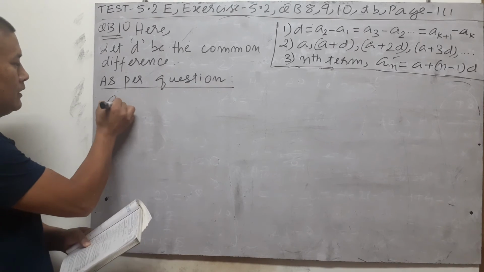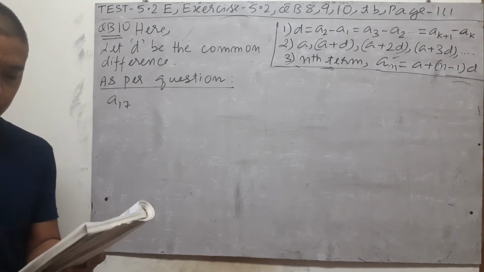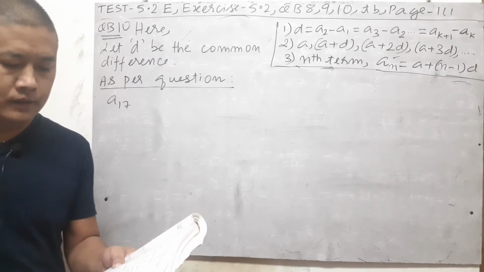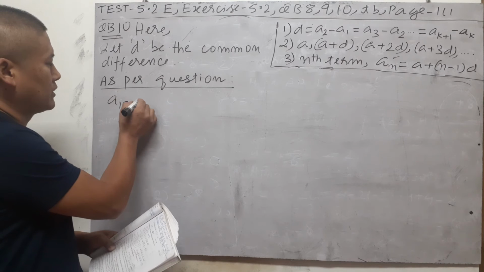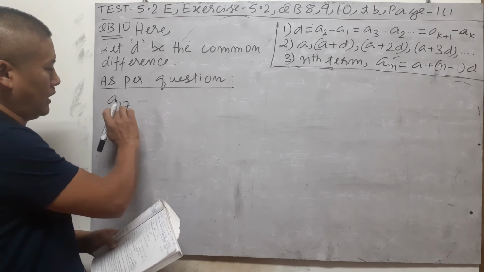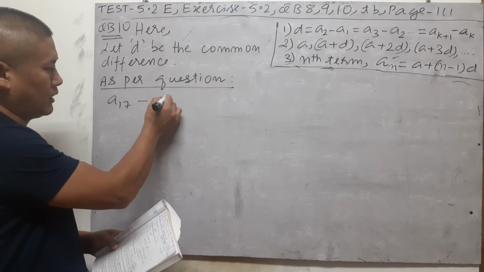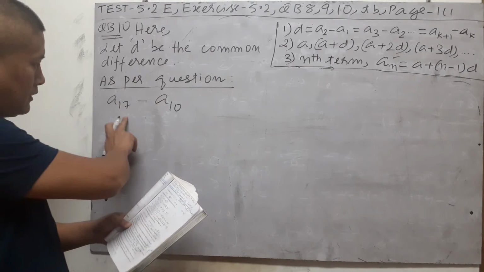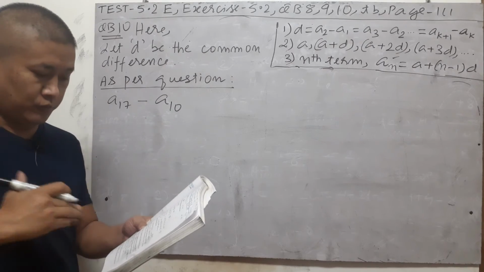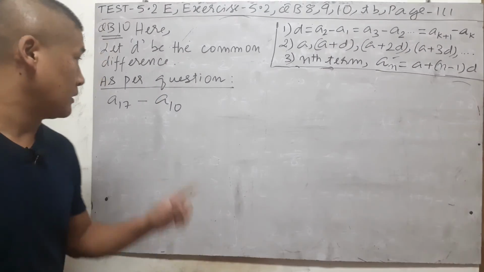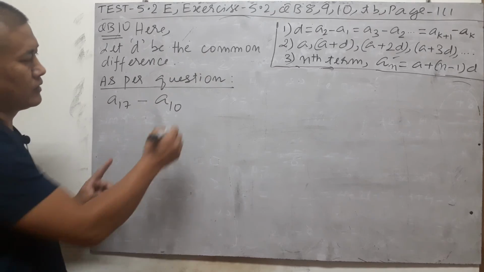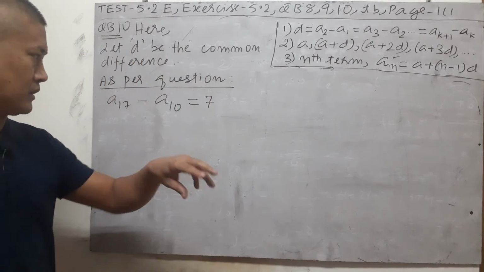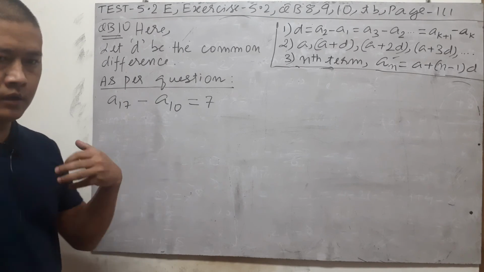17th term, A17, is the 17th term. Exceeds means the 17th term is higher in value than the 10th term, which has the lower value. So this 17th term value exceeds the 10th term value by 7 means 17th term value minus 10th term value is equal to 7.